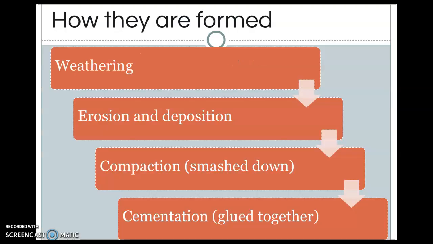Sedimentary rocks are formed through some processes. So they're formed from weathering, so when rock is broken down into sediment. That sediment then gets eroded and deposited, so erosion and deposition. Then after it gets deposited, it gets compacted, or compaction, which is just kind of smashed down. And then they get cemented or glued together. So you're going to write these words on the outside under sedimentary. So pause if you need to.